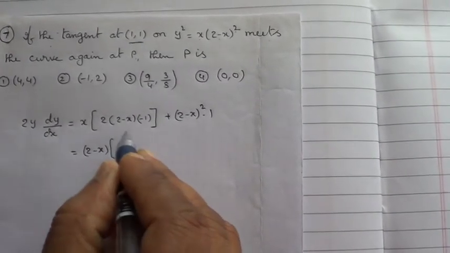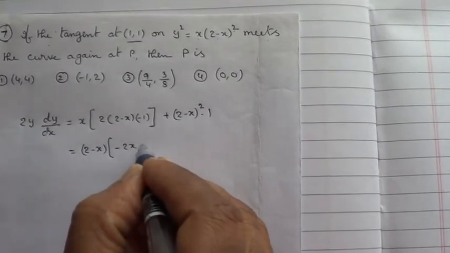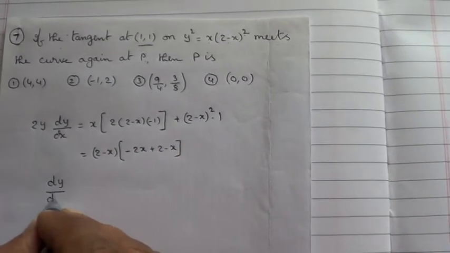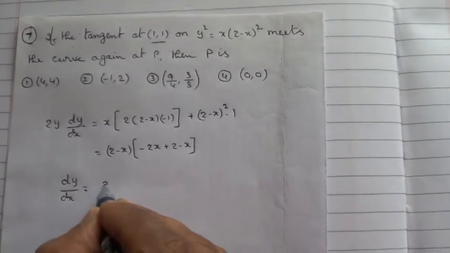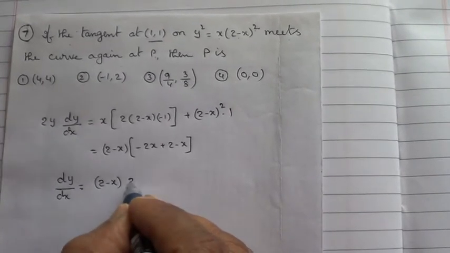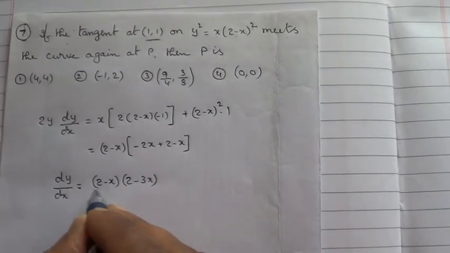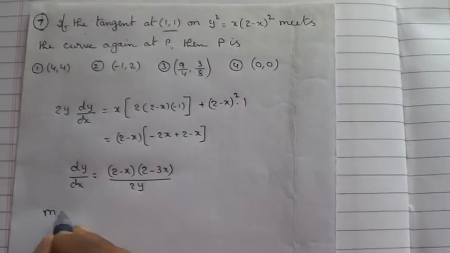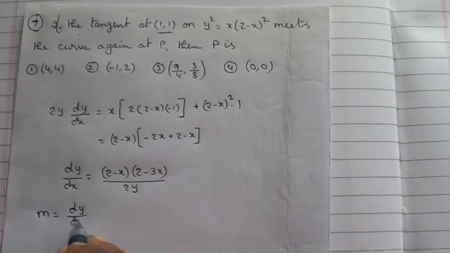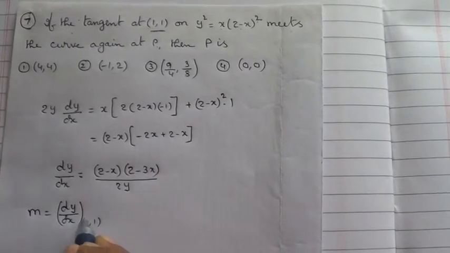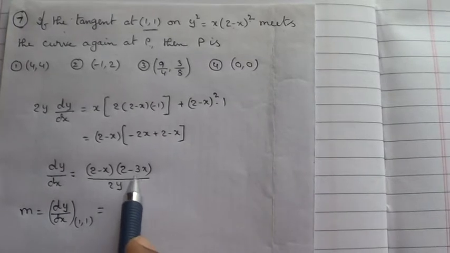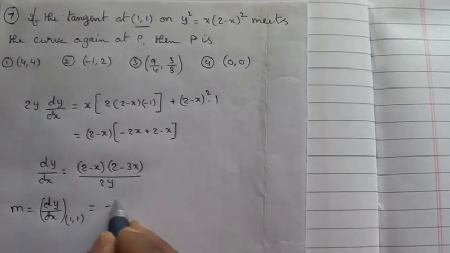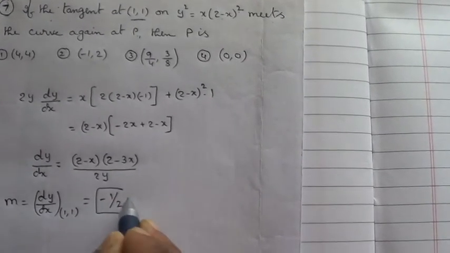If you take 2 minus x common, then we'll get minus 2x plus 2 minus x. So we are getting dy by dx is equal to (2 minus x) into (2 minus 3x) divided by 2y. This is the differentiation. But we have to find the slope of the tangent, that is dy by dx at the point (1, 1). Now if you put x equals 1 and y equals 1, what happens? We are getting minus 1 by 2. This is the slope of the tangent.